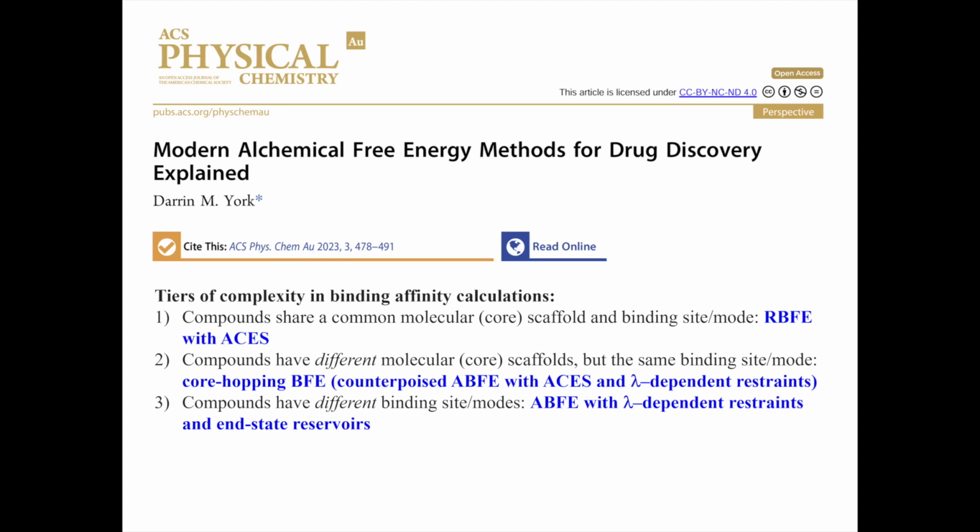It turns out that you can still use a counterpoise approach where you make one ligand go away as the other ligand appears, as long as they're really overlapping in terms of their binding mode. That's what we call the core hopping BFE, the counterpoised absolute binding free energy. The most complicated case is when you have two things that have different binding modes.